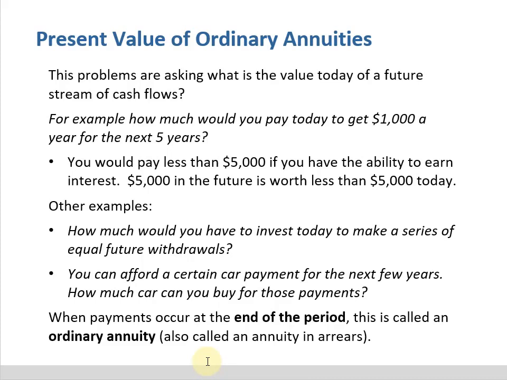For example, depending on the interest rate, you might be able to deposit $4,500 today and have $5,000 at the end of 5 years. Of course, we can word these questions in a number of different ways. There's a couple of other examples in the bullet list there. How much would you have to invest today to make a series of equal future withdrawals? Or, you can afford a certain amount of car payment for the next few years. How much car can you afford to buy for those payments?